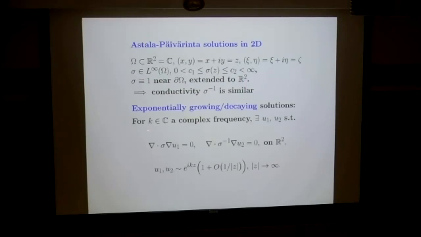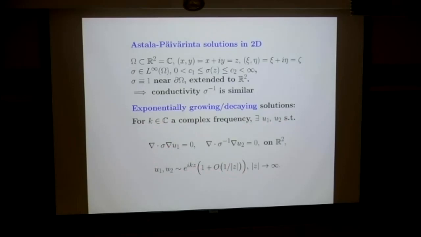So they considered exponentially growing solutions. Now these are kinds of solutions that go back to Sylvester-Uhlmann back in the 80s. But for a complex frequency k, you look for functions u1 and u2, where u1 satisfies the conductivity equation for the conductivity sigma, and u1 satisfies the asymptotics that it's of the form e to the ikz times 1 plus something which goes to 0 as z goes to infinity in the complex plane.